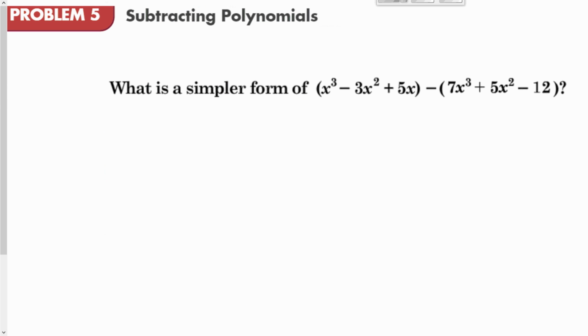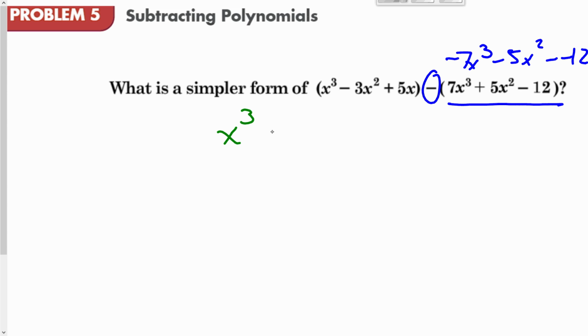Now we're going to subtract. This is a little bit trickier, right? Because I'm subtracting this whole thing. So that means I'm subtracting each of these. I'm subtracting each of them. Okay? So I'm looking for like terms again. If you want to, you can do this in a vertical way, like this.